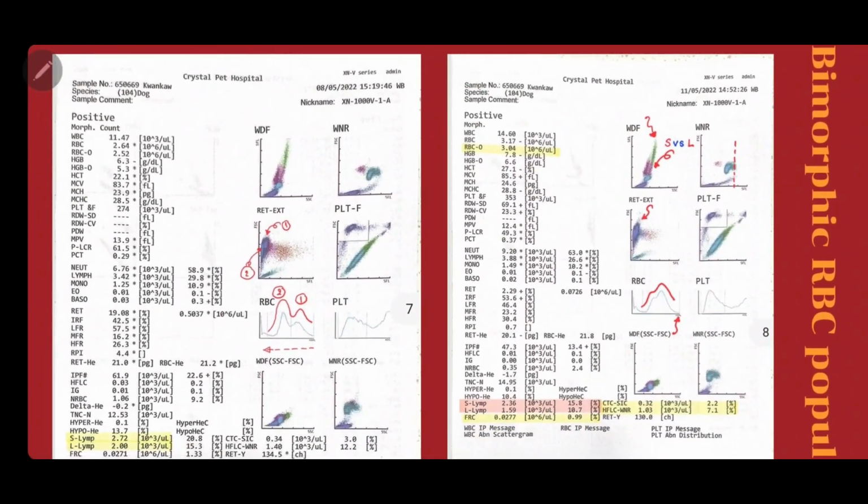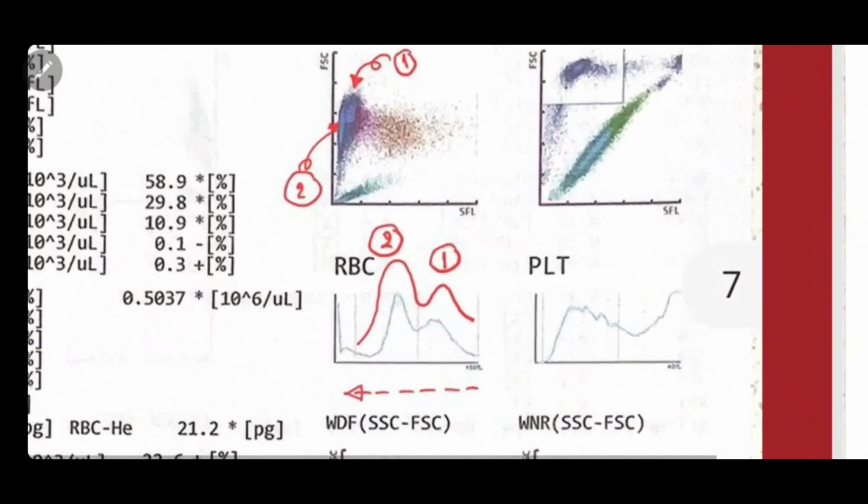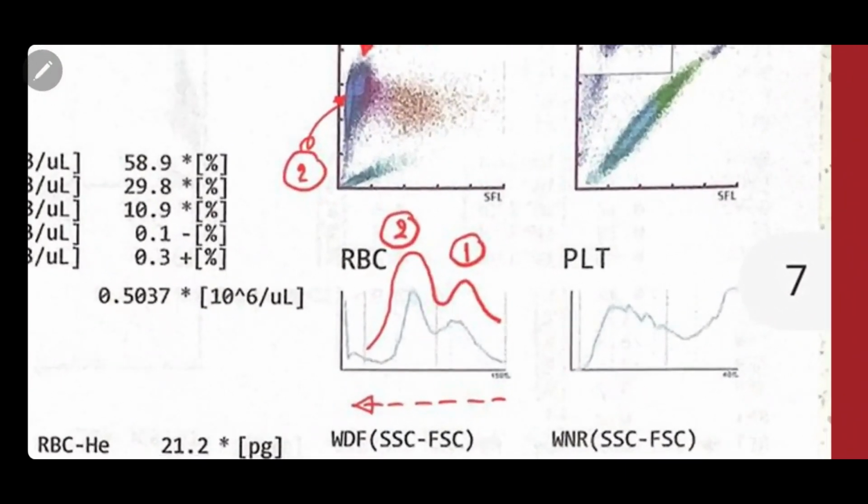What we will see is an NRBC pattern that we call bimodal, or some may call it dimorphic. What does this mean? It means that there are two peaks of red blood cells, or in simpler terms, there are two populations.